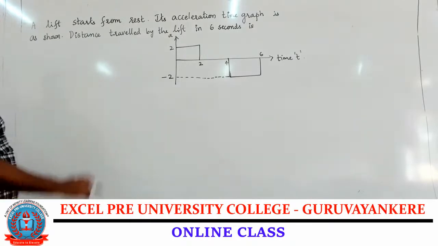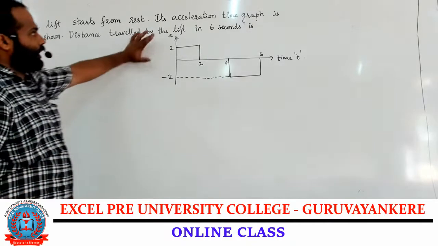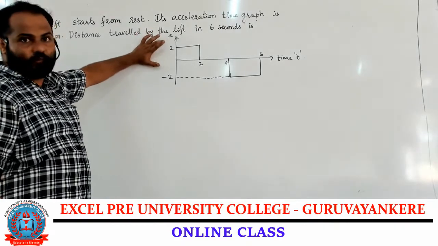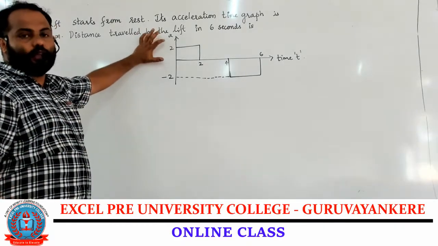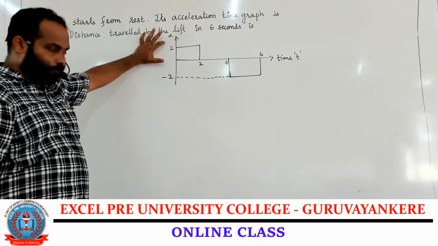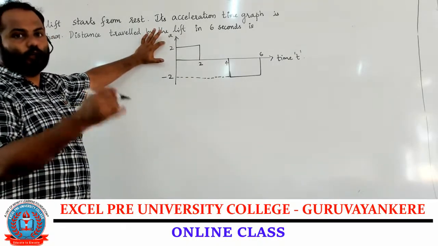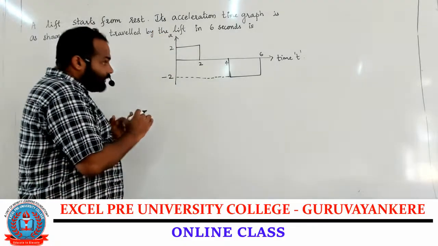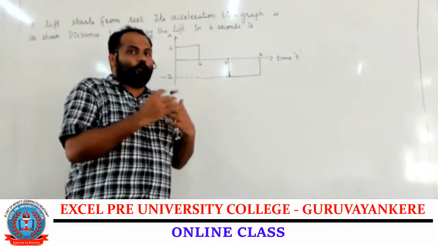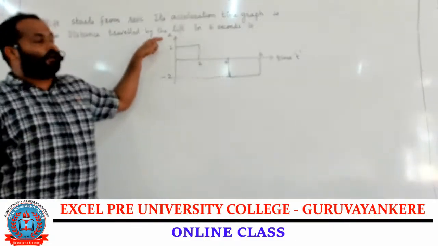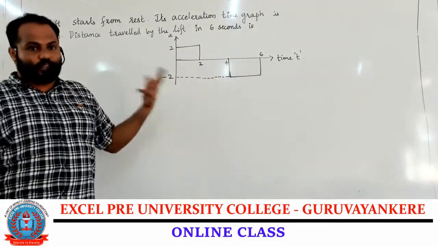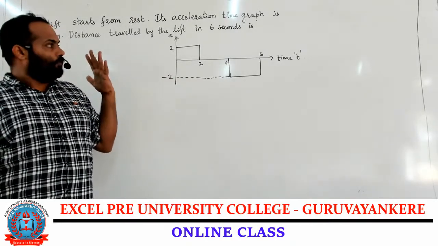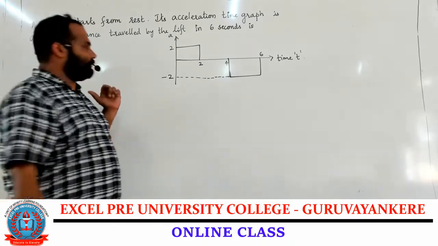See, to find the distance, I have to have the area under the VT graph. This is the acceleration time graph. That is why this acceleration time graph must be converted into a velocity time graph. So here it is a tricky problem. Here the acceleration time graph must be converted first into a velocity time graph. Very important, velocity time graph.